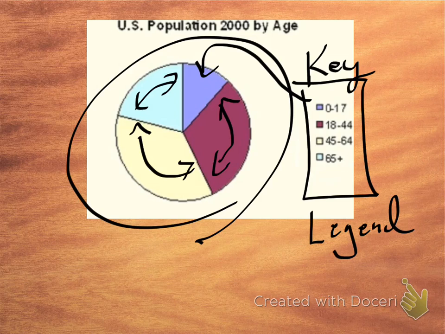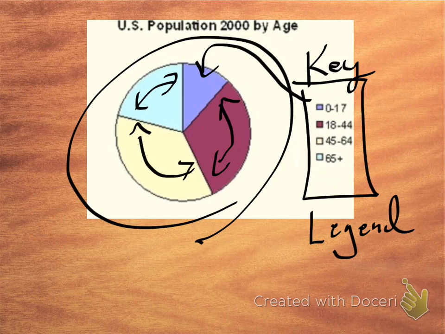And so you can see really quickly that in the year 2000, the kids were actually kind of small compared to everybody else, right? The biggest portions of the population are the adults from 18 to 44 and then from 45 to 64.